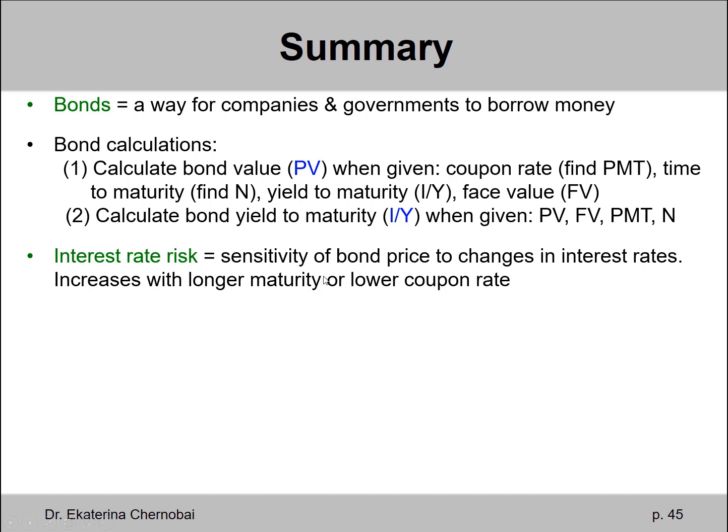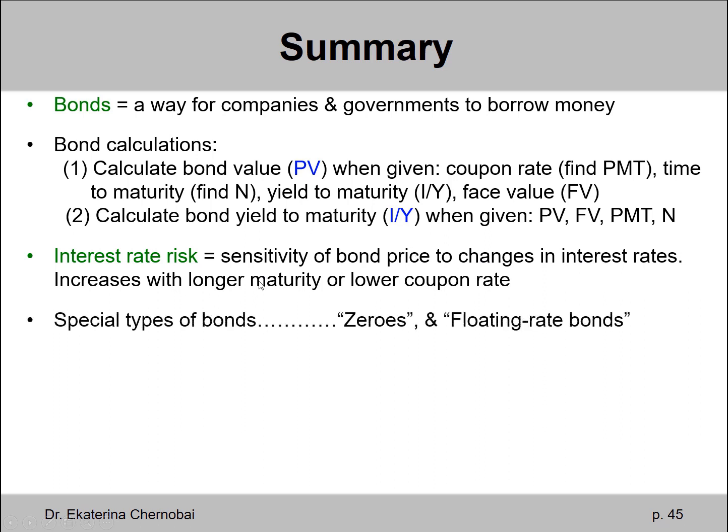So bonds which have either a longer time to maturity or a lower coupon rate fluctuate in their value a lot more when interest rates change. We looked at different types of bonds. Some bonds don't pay any coupons. They're known as zeros. Other bonds that pay coupons pay varying amounts of coupons. They're known as floating rate bonds.